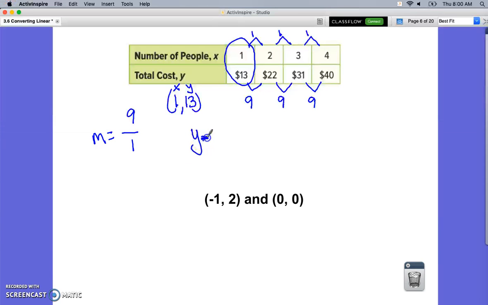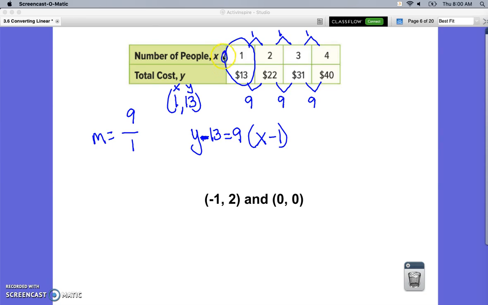So y minus, not equals, y minus that 13 equals the slope, which I found was 9, because 9 over 1 reduces down to 9, and then x minus the x coordinate. So this would be in point slope form. If I was given 0 comma a number, I would know that would be my y-intercept, and I could use that. Since I'm not given the y-intercept, I would use point slope form.